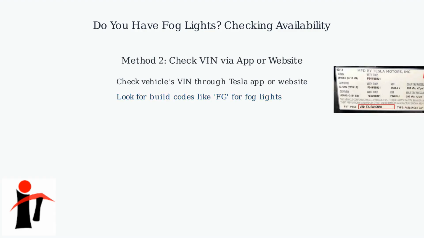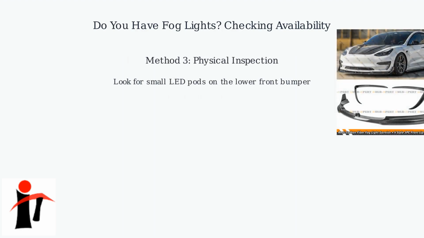Alternatively, you can check your vehicle's VIN through the Tesla app or website. Models with fog lights often have specific build codes, like FG. Physically, look for small LED pods on the lower front bumper.